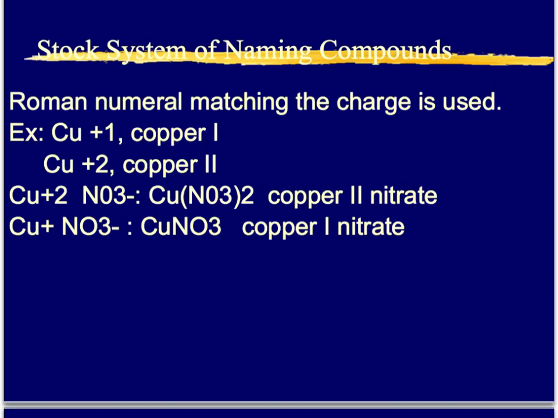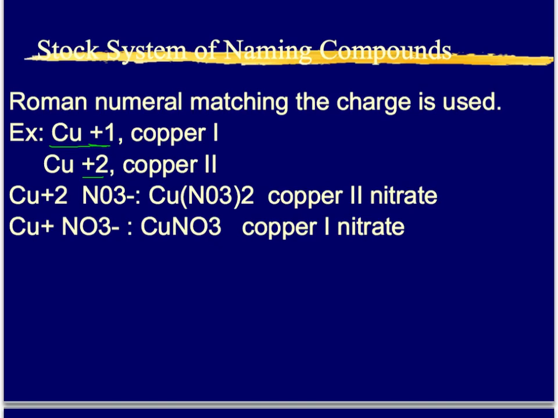The last thing I want to discuss before we finish out this first part of the video is the stock system of naming compounds. We use the stock system by having a Roman numeral match the charge being used. Here we have copper, and copper is a transition metal. Remember that transition metals are found in the middle of the periodic table, and they can have varying oxidation states. In our example, copper can have a +1 charge or it can have a +2 charge.